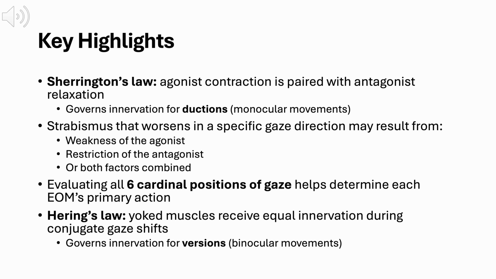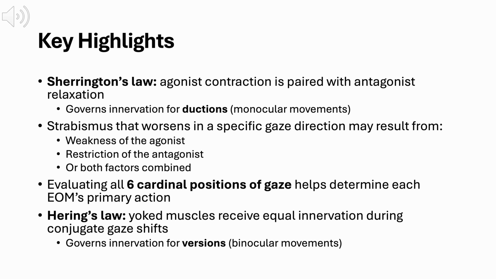Thinking in terms of agonist-antagonist pairs helps localize the problem. Evaluating all 6 cardinal positions of gaze is critical because it allows us to isolate and understand the primary action of each extraocular muscle. Each gaze position selectively stresses specific muscles, revealing patterns of weakness or restriction.